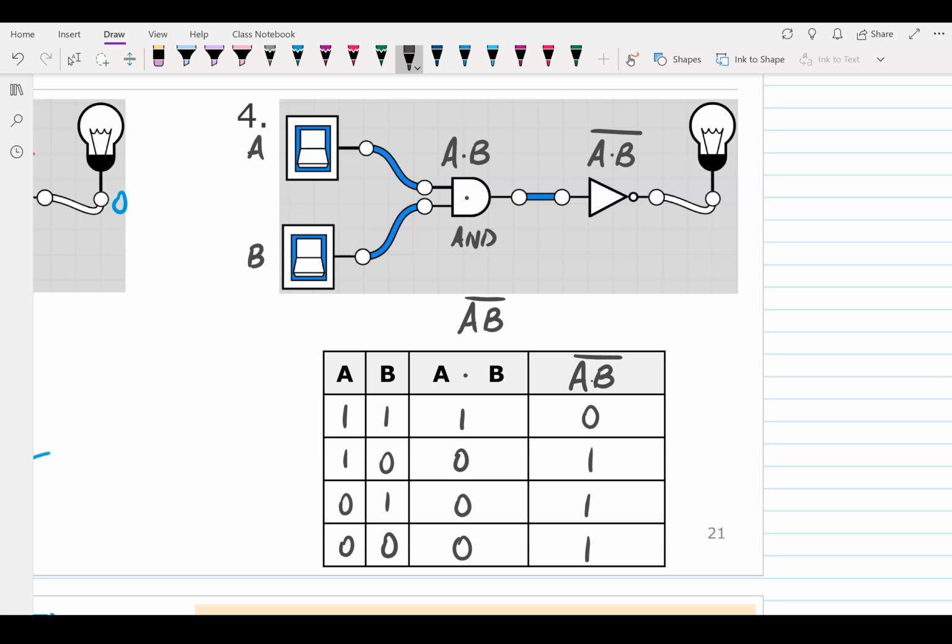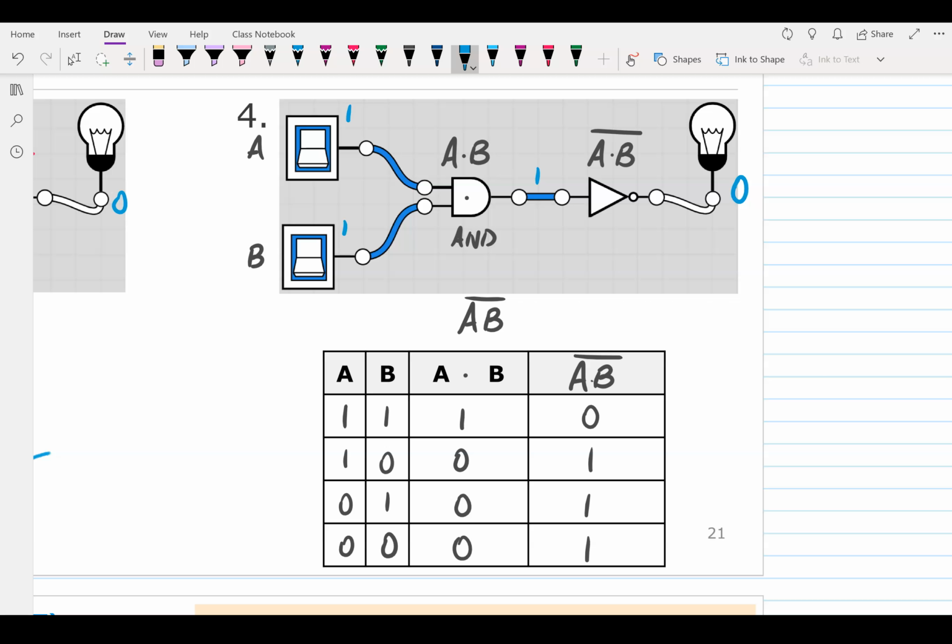And now I just need to check that the diagram matches my table. I need to find the state that it's talking about. So here I have a 1 and a 1 going into an AND gate. A 1 and a 1 are giving an on state, or a 1 out of it. But then that 1 is being negated, turning into a 0.